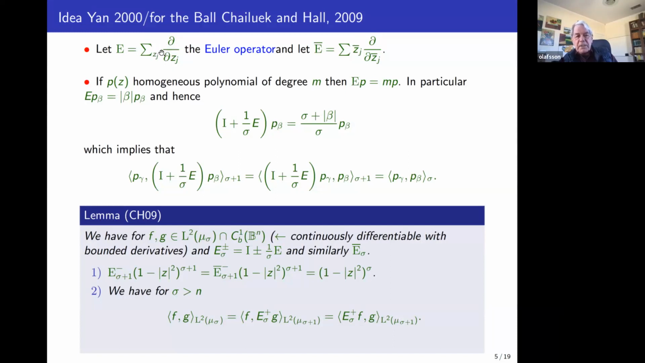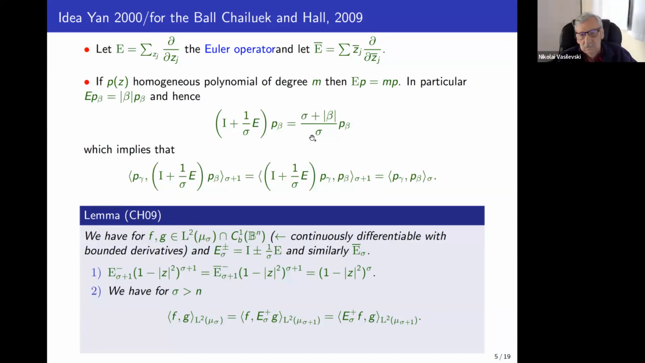Okay, there is a missing set here, actually, that ended up an index. So one looks at the Euler operator on the ball and its conjugate. One should also remember that the conjugate kills all holomorphic functions. And it is well known that if you have a homogeneous polynomial, then it is an eigenfunction of the Euler operator, and the eigenvalue is the degree. In particular, all of those monomials are eigenfunctions, and the eigenvalue is the degree. And that leads to this: one can define 1 plus 1 over sigma E.